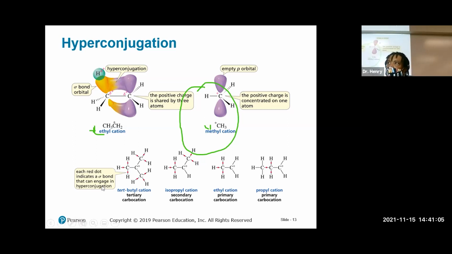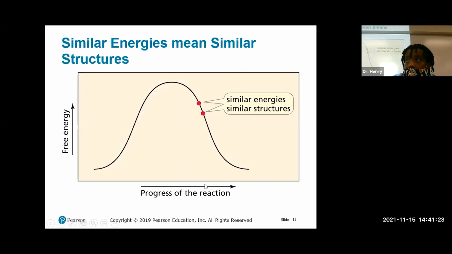Okay, so the red dots here are going to represent places where hyperconjugation can occur. And again, that's going to affect our stability. If the energies are going to be similar, that means that the structures are going to be similar.